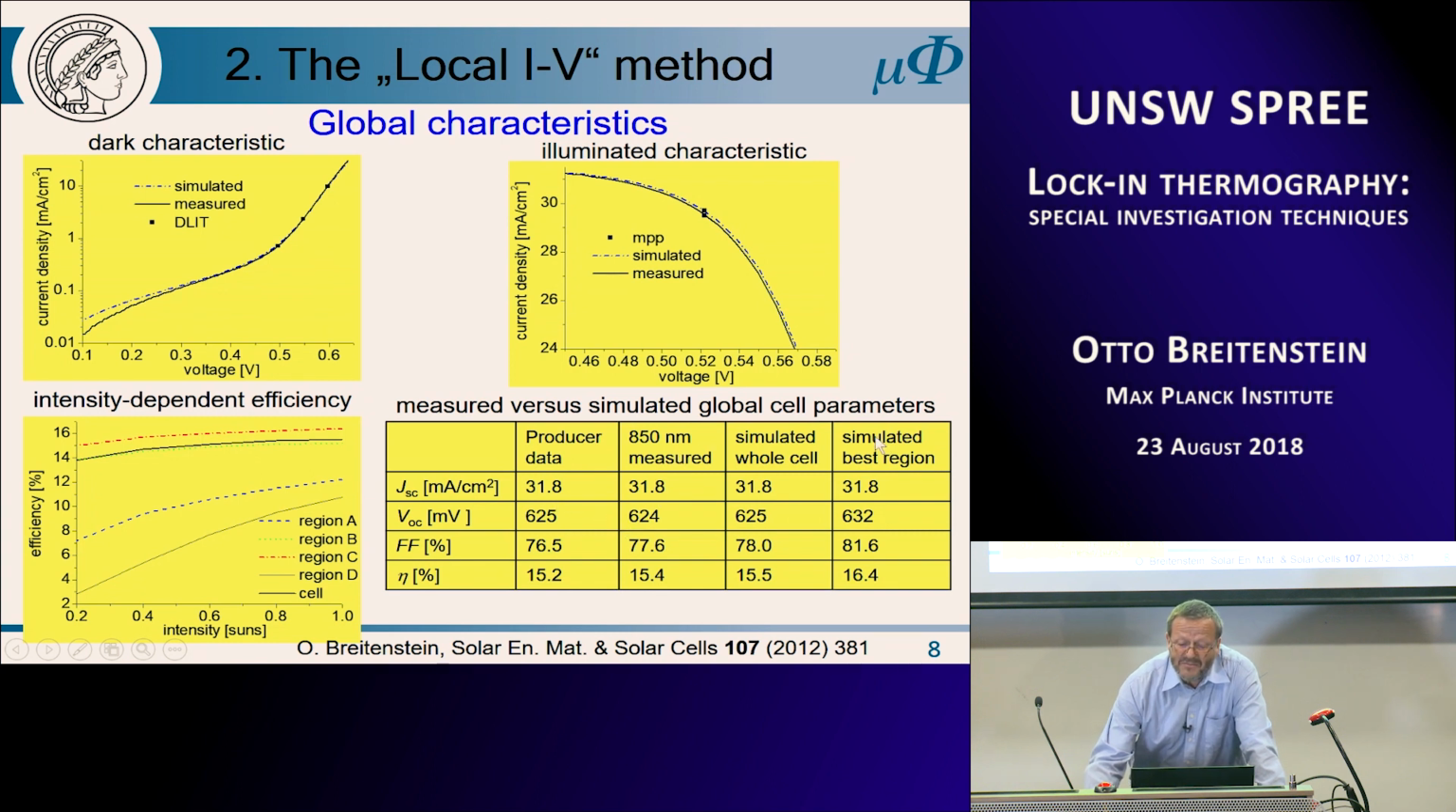And if we simulate the best region, then we see that the VOC can be substantially higher, and also the efficiency could be substantially higher than measured and simulated if we could get rid of these defect regions. This was already explained in the first talk.